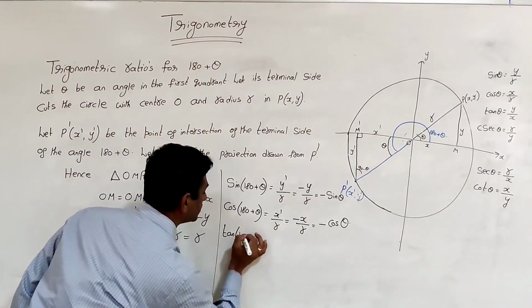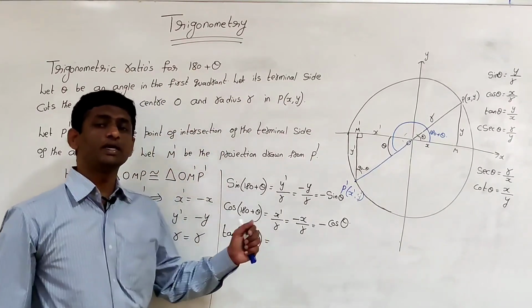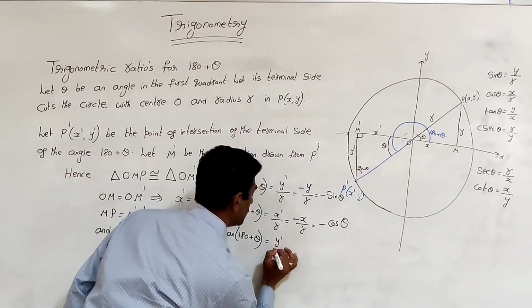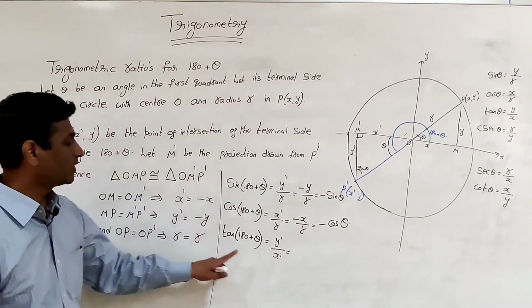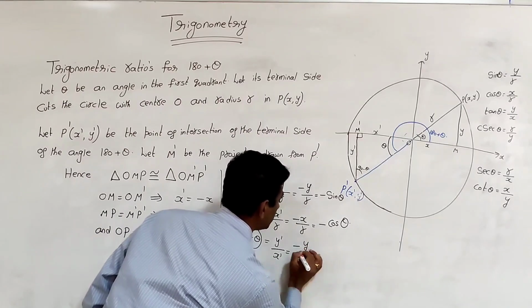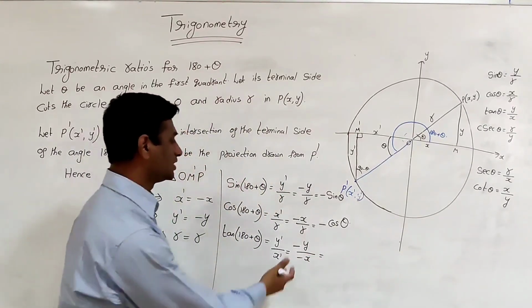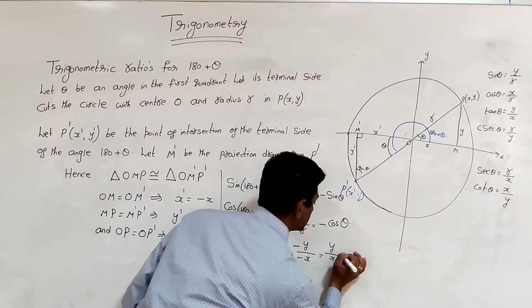Tan of 180 plus theta is opposite side by adjacent side. So opposite side is y dash, adjacent side is x dash. But y dash is minus y, x dash is minus x. So it will be minus y by minus x. As minus minus get cancelled, it is positive y by x. Y by x is equal to tan theta.